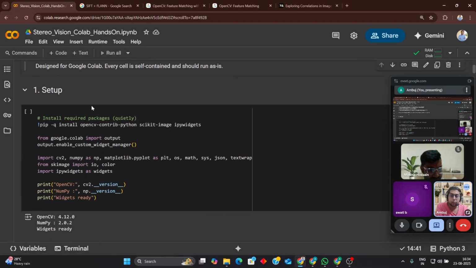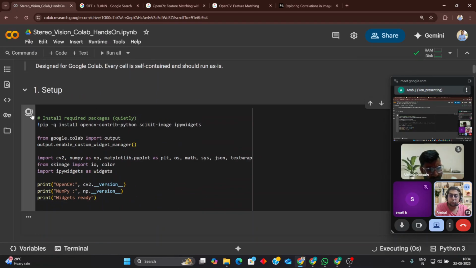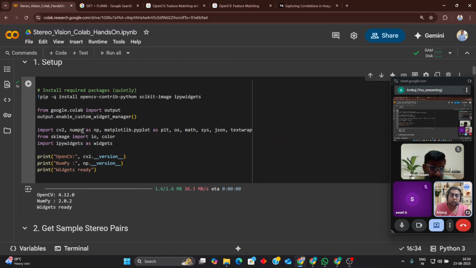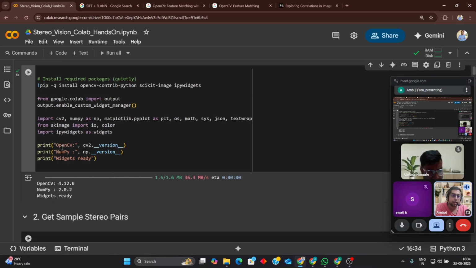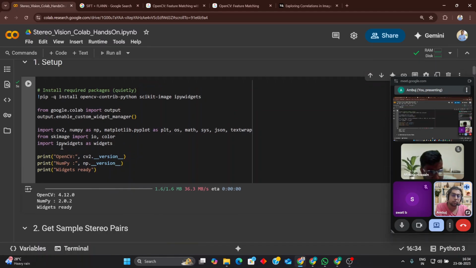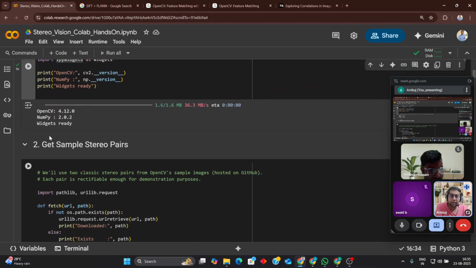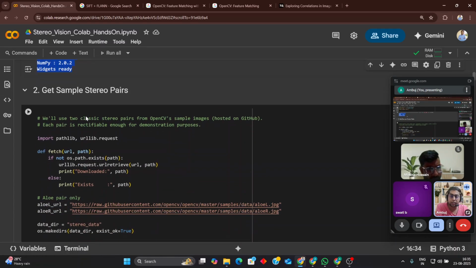First of all, I am using the setup in which I am installing OpenCV and the Colab import environment. Then I am using CV2, NumPy, skimage, and ipywidgets, everything. You may or may not use them, but you should always install these particular libraries. Since the libraries are installed, it is showing me the versions, and the line ran correctly.